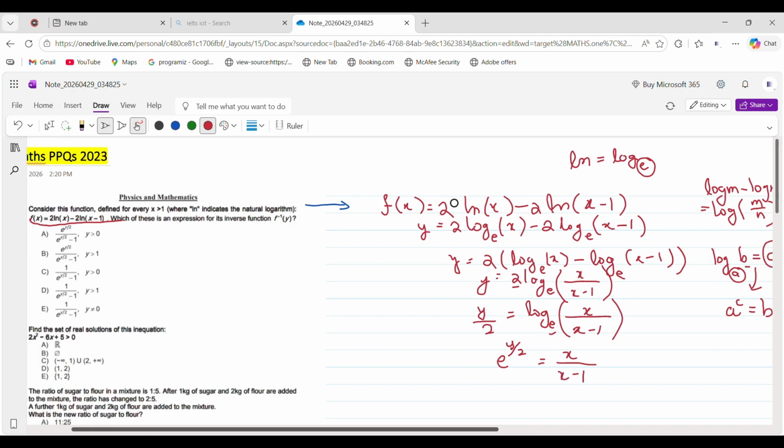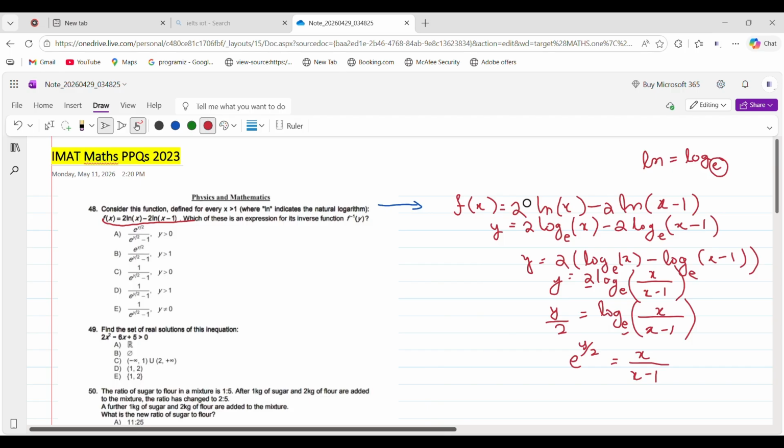Basically, for finding the inverse of the function, you are supposed to separate this x term. You have to find the value of this x term.